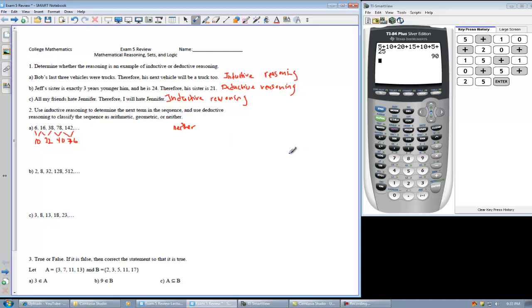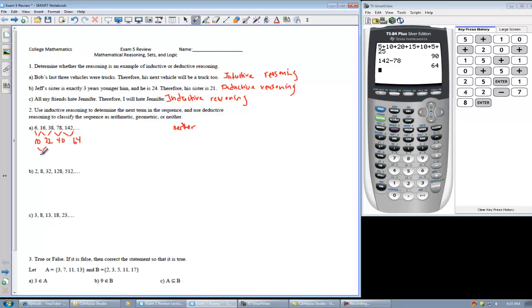And let's check it though, just to make sure. So 142 minus 78, oops, no, way off, 64. Good thing I have a calculator. All right, 64. Okay, and then I take the differences again.